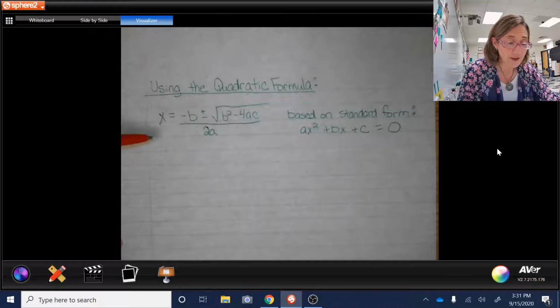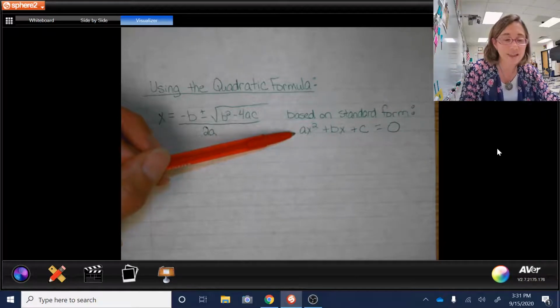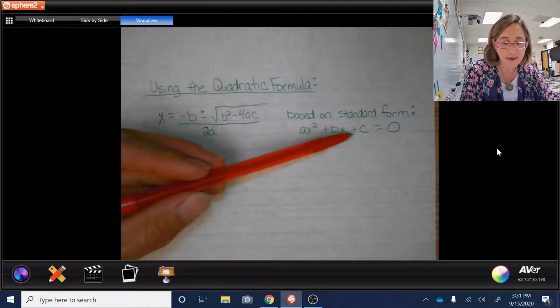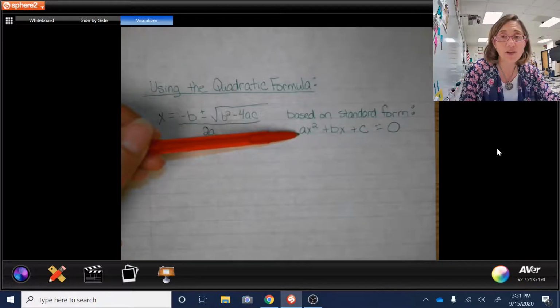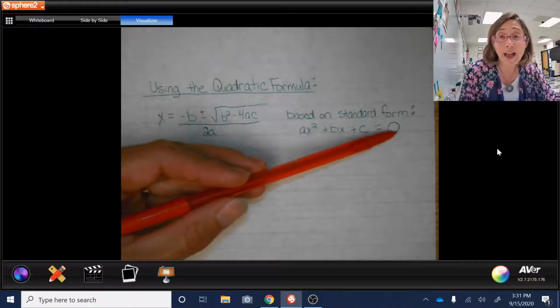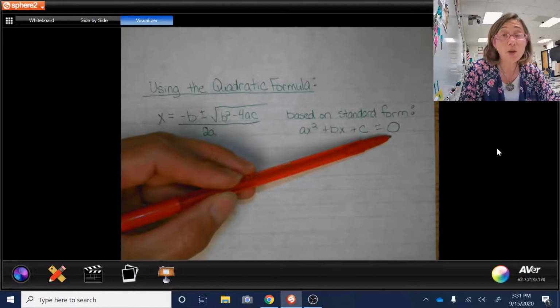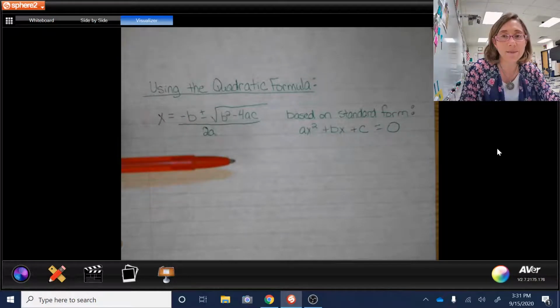So in order to use the quadratic formula, you need to start out with a quadratic equation that's written in standard form. By standard form, I mean it needs to look like ax squared plus bx plus c equals 0. And remember, a stands for your coefficient in front of your x squared, b is your coefficient in front of your x, c is the constant, and you have to have equals 0. If you don't, you need to fix that. You have to have an equal 0 in order to figure out what a and b and c are so that you can plug them into the formula.